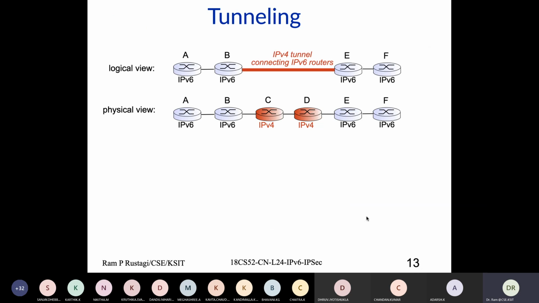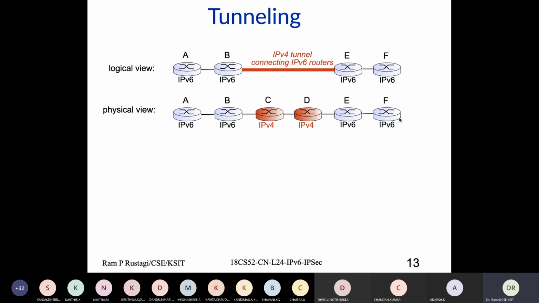This example would explain it. Let's have a system A which is talking only IPv6. I have a system F which talks only IPv6, and A wants to talk to F using IPv6. Now A is in a network which is connected with a router B, similarly F is in another office network connected with router E, and these routers are connected using only IPv4.